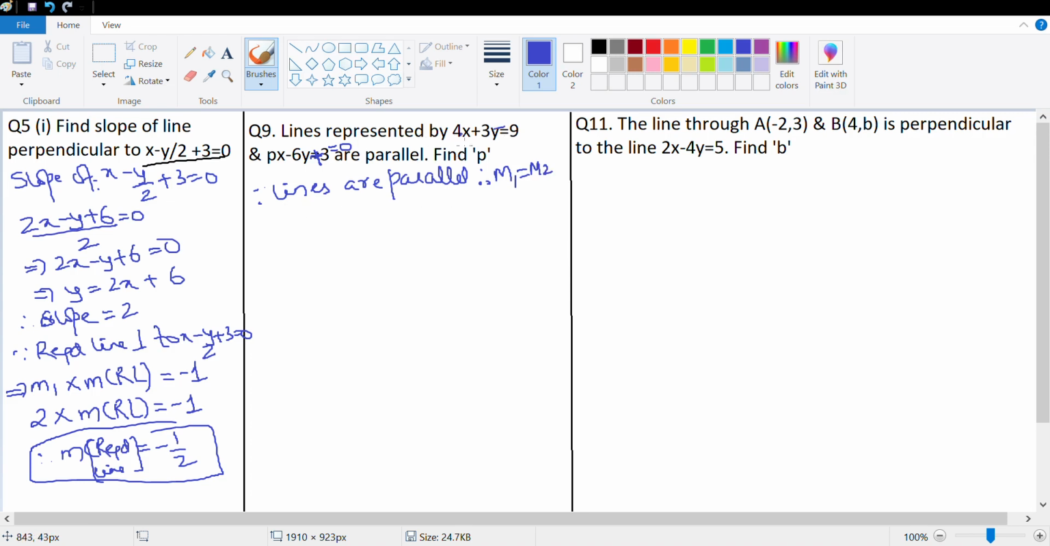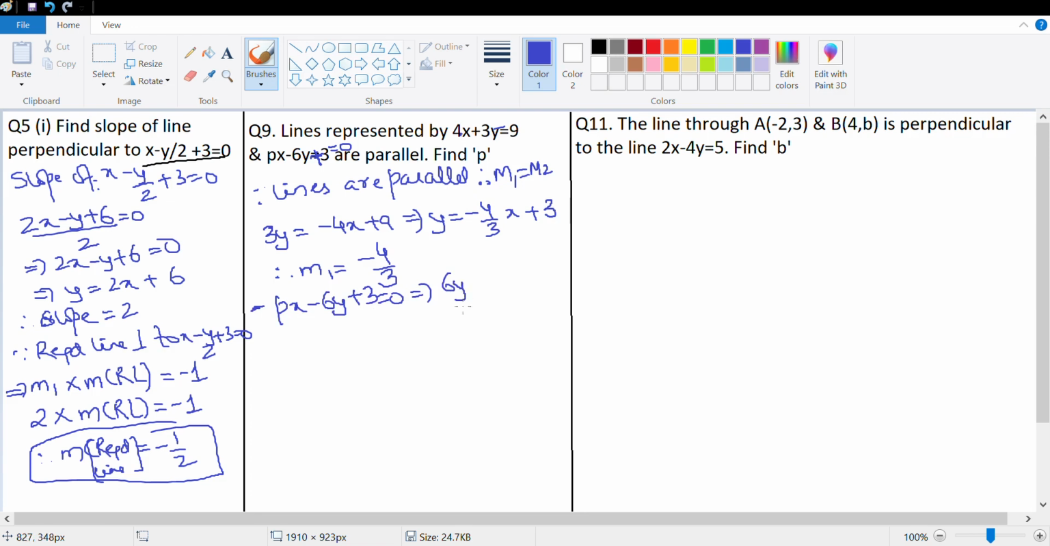So let's find the slope of the first line. 3y is equal to -4x plus 9, which means y is equal to -4 by 3 x plus 9 upon 3. Therefore, the slope of the first line is -4 by 3. Let's look at the second line. The second line is px minus 6y plus 3 is equal to 0, which means 6y is equal to px plus 3, which means y is equal to p by 6 x plus 3 upon 6, which is half. So m2 in this case will be equal to p by 6.